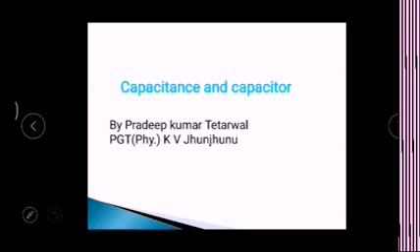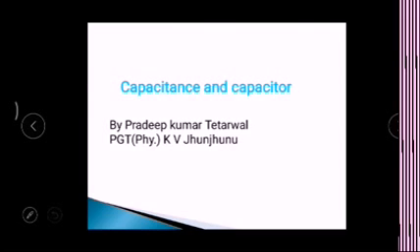Before starting this topic, we already learned about electric field intensity and electric potential, which are both properties of the electric field, and this electric field is generated by static charges. So we are studying static charges. Now in this lesson we are going to study what happens when charge is given to a conductor. When we give charge to a conductor, it stores only a limited amount of charge, and this charge storing capacity is called electrical capacitance.